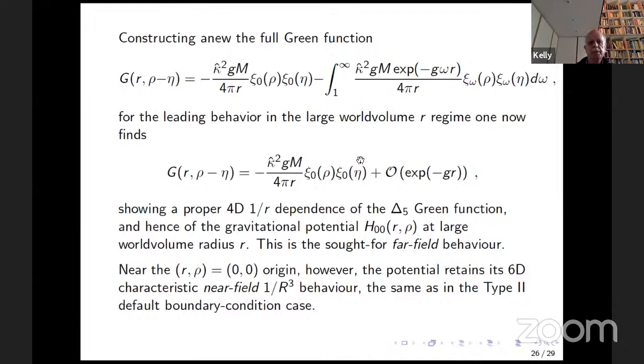This is what we get. We get a 1/R green function, proper four-dimensional behavior. And this, for large values of little r, is the far field behavior that one would anticipate for four-dimensional gravity. On the other hand, as you go back towards the origin, it reconstructs again the near field 1/R³ behavior. So it's interpolating between a near field behavior that looks like the higher dimensional, six dimensional theory. The far field behavior is becoming four dimensional.